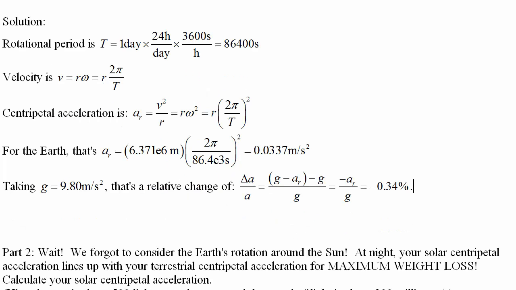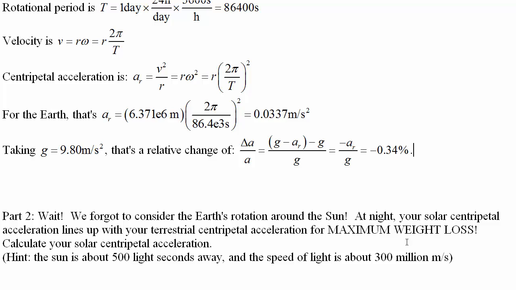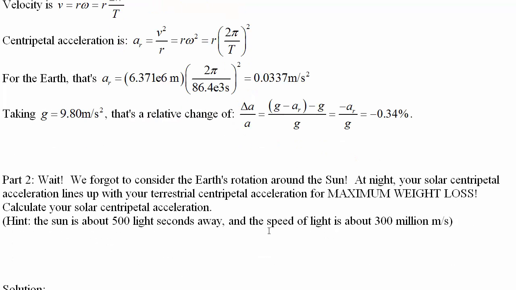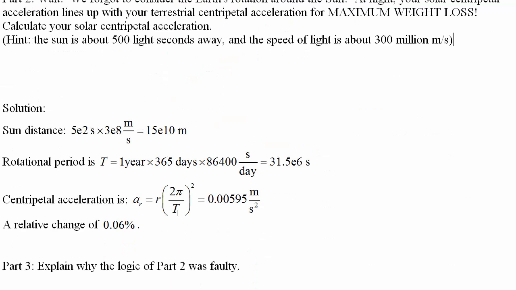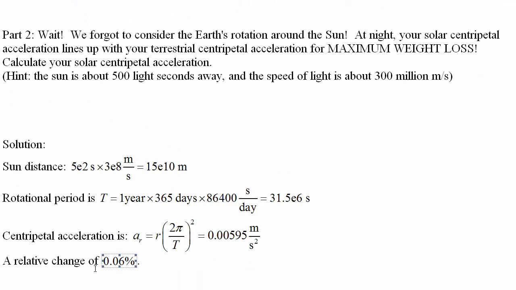We forgot to consider the Earth's rotation around the sun, right? So at night, your solar centripetal acceleration should line up with your terrestrial centripetal acceleration for maximum weight loss. Find your solar centripetal acceleration. So some information. The sun is about 500 light seconds away, and the speed of light is about 300 million meters a second. So we'll just proceed like last question. And oh dear, it's even lower. So this is a relative change of only 0.06%.